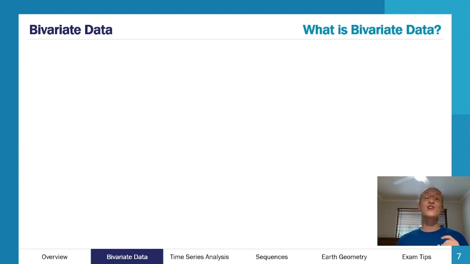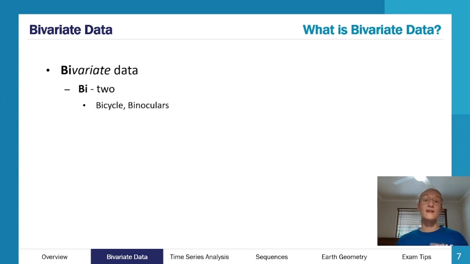So we're going to be starting with bivariate data. Briefly, to review, what is bivariate data? Well, if we break it down, bi means two. How I like to remember this: bi in bicycle, binoculars, we're always talking about two eyes, two wheels, we're talking about two. And then variate is referring to variables.